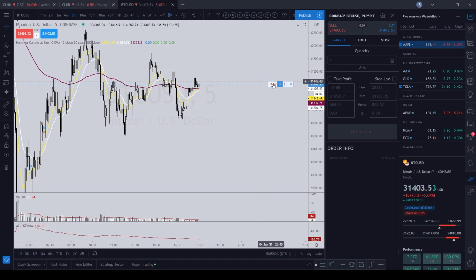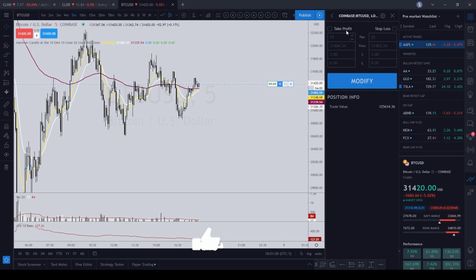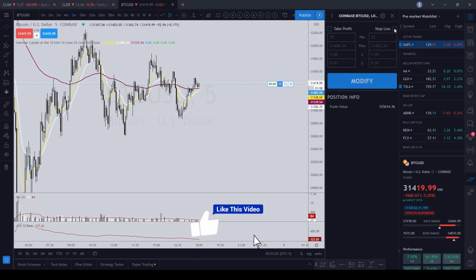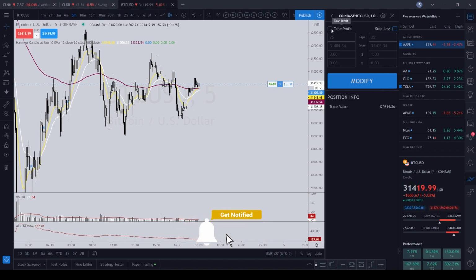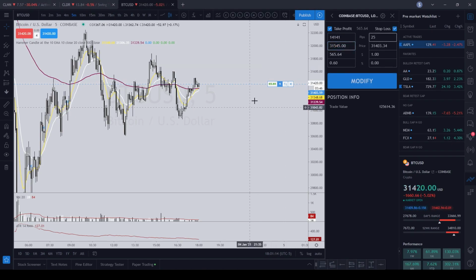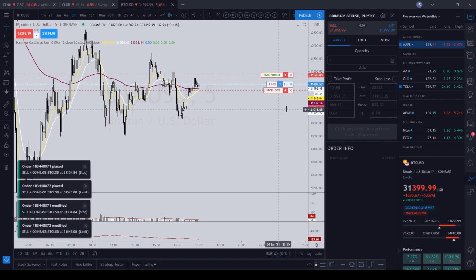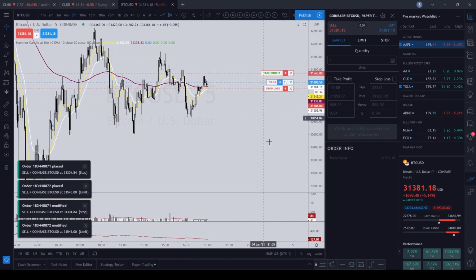So if I want to do that after the fact, I can right click on this blue box and protect position. I then can set my target, or I can set my stop loss, or I can set either or. I don't have to do one or the other. So again, if I want to set my profit, let's set a profit at 31545, and let's set a stop loss at 31304.84, and let's hit modify. All right, so you can see that it set that position up.